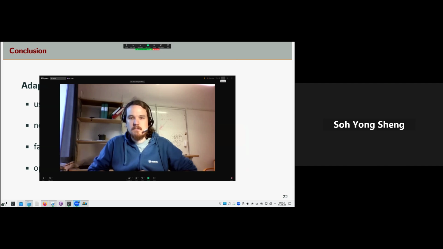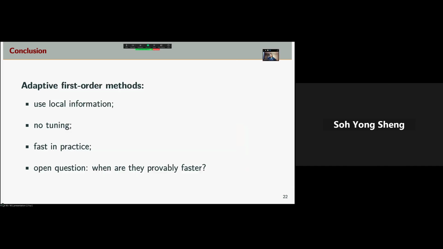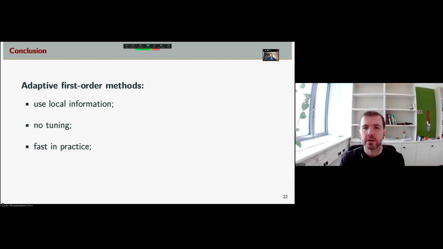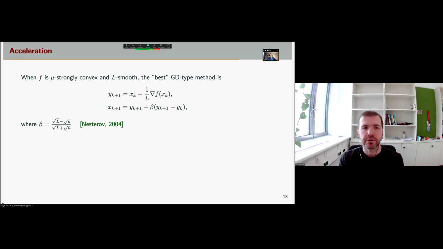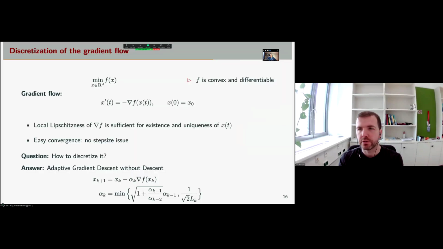This algorithm has quite complicated choices of how you update the step sizes. But could a simpler version of this adaptive method have a continuous analog? I think that's a good question, and that's why I mentioned the discretization of gradient flow.